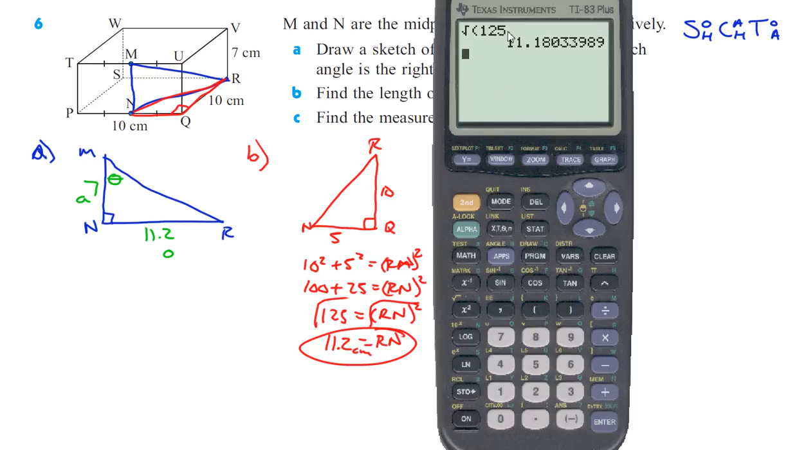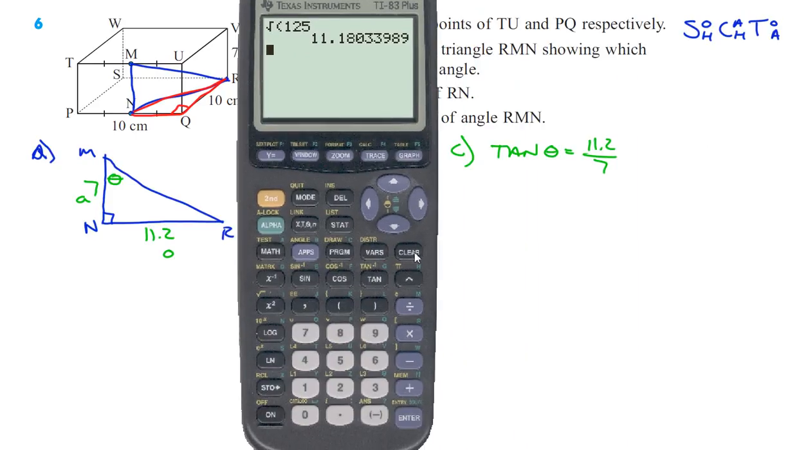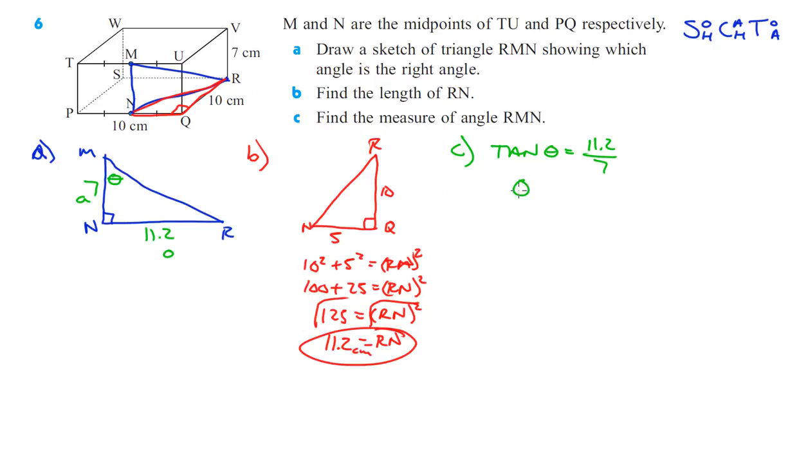Okay, so on our calculator, we're going to want to find the angle. So second tangent of 11.2 divided by 7 gives us 57.99, so we'll call that 58 degrees. Theta equals 58 degrees. So that's angle RMN.